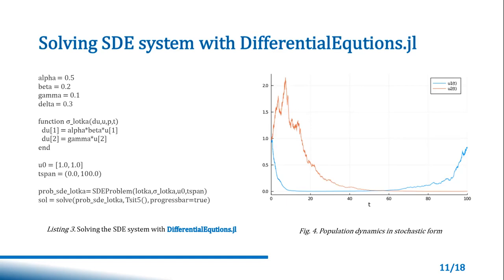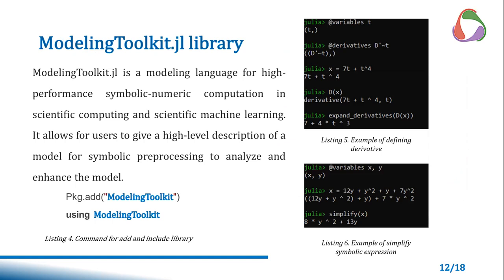The next slide describes the ModelingToolkit library. This library is a modeling language for high-performance symbolic-numeric computation in scientific computing and scientific machine learning. It can generate different functions such as Jacobians and Hessians, in addition to the ability to automatically specify and parallelize the computation.